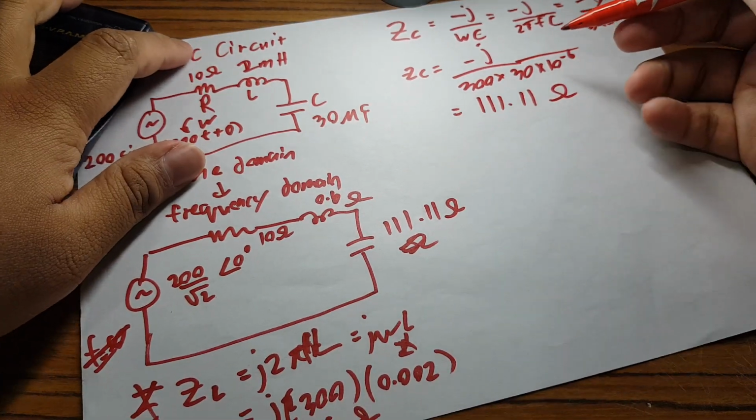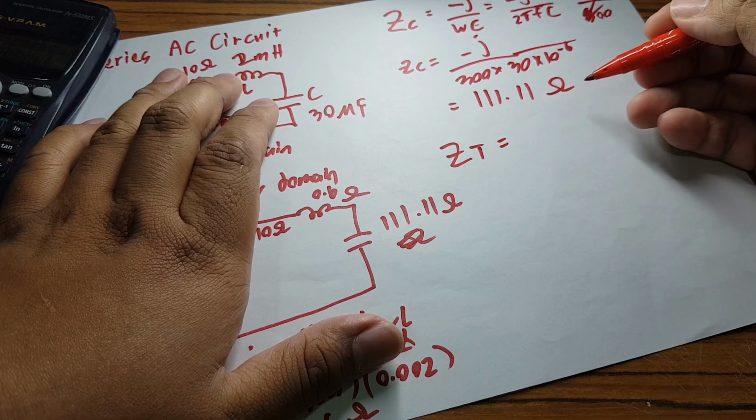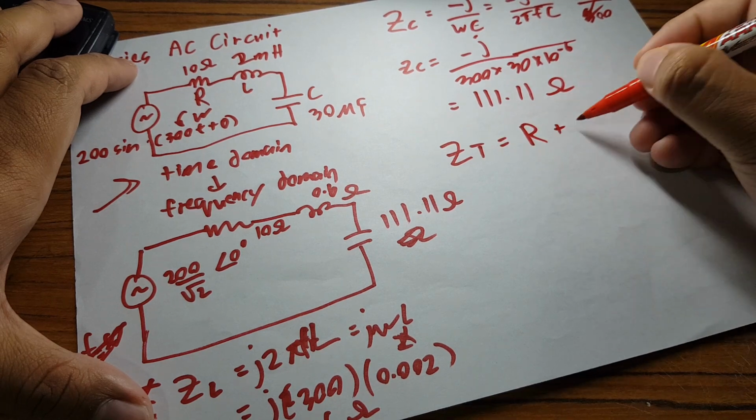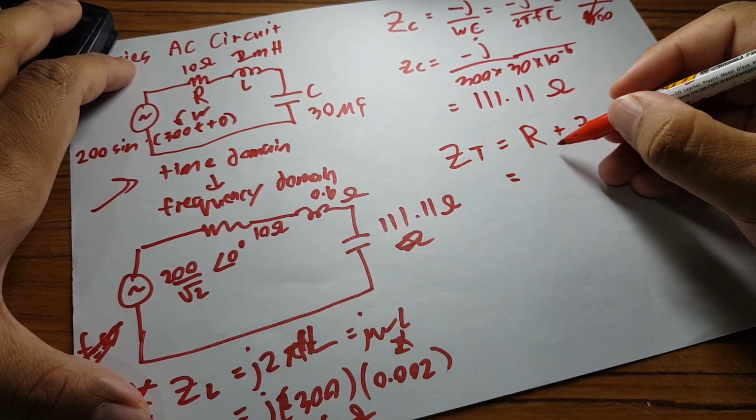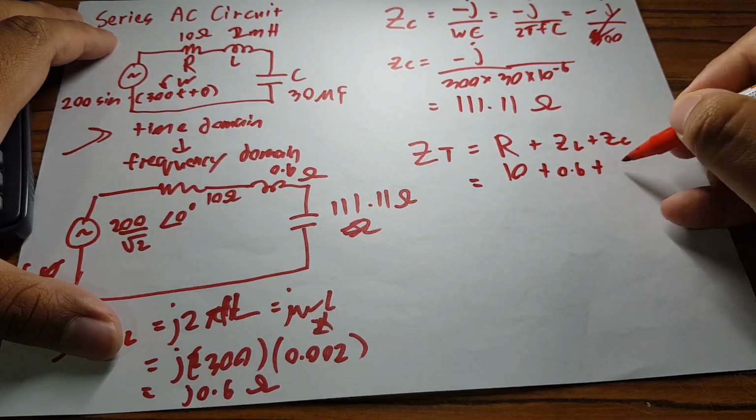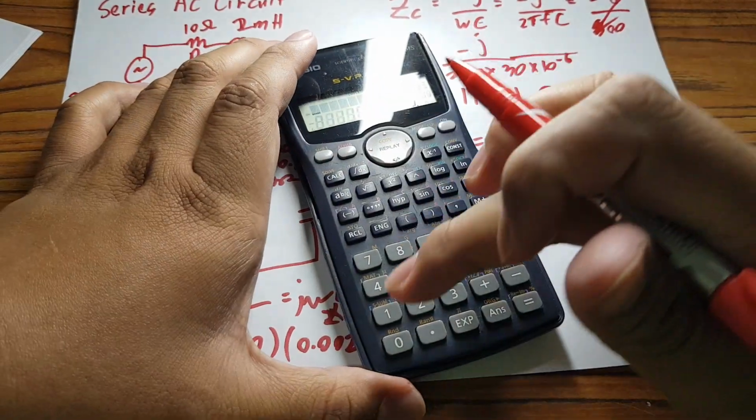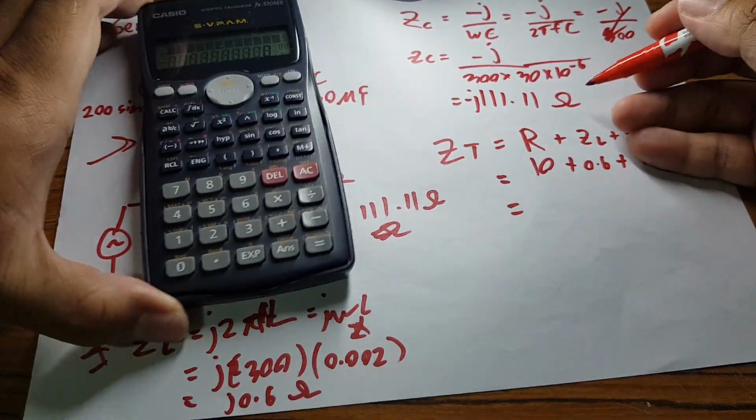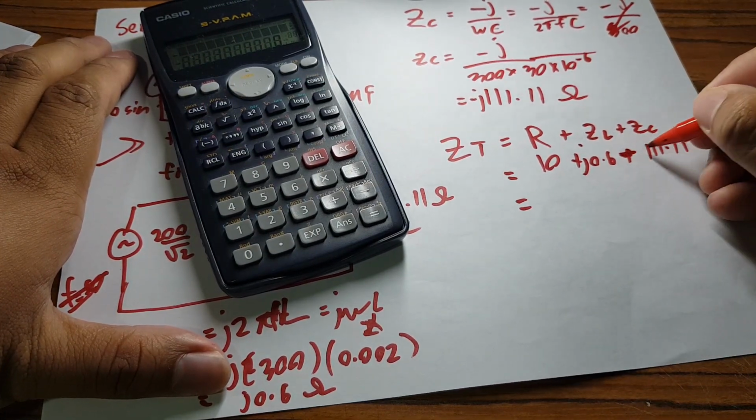This is standard. The next question usually asks you to get the total impedance. Zt equals, for series you just add everything: R plus ZL plus ZC. So R is 10 plus 0.6 plus 1.11, and don't forget this one is negative j, and the inductor is j. So j, negative j. Don't forget that.